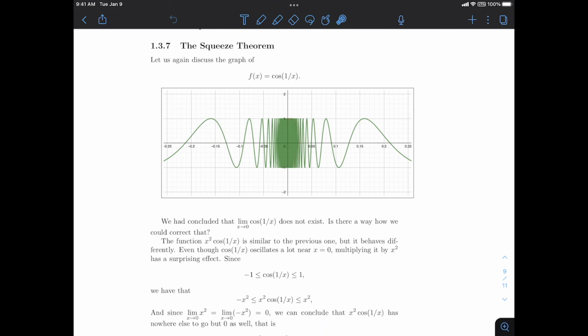between -1 and 1, and therefore there's no one value that the graph approaches, because no matter how close you go to 0, you can always find something very close to -1 and something very close to 1, which are therefore very far from each other. So the limit as x approaches 0 of f of x does not exist. We discussed this in a previous video. Now, how could we possibly fix this?